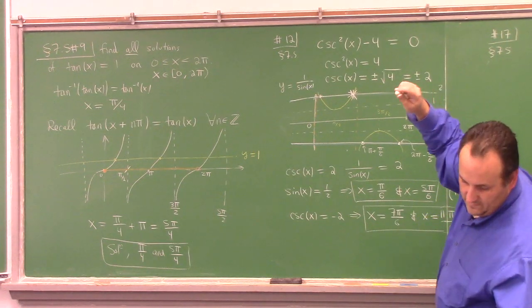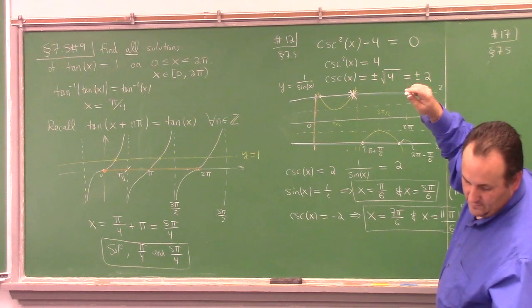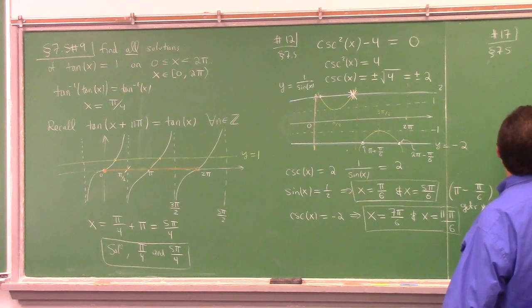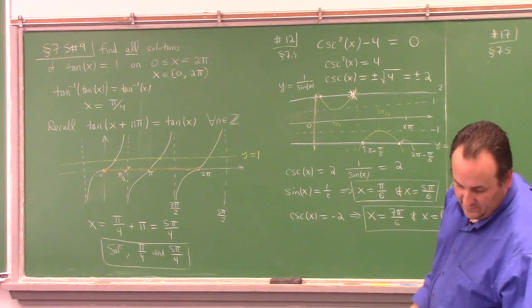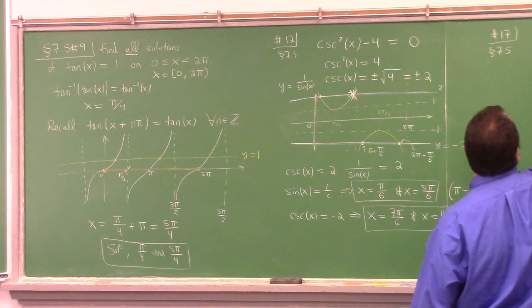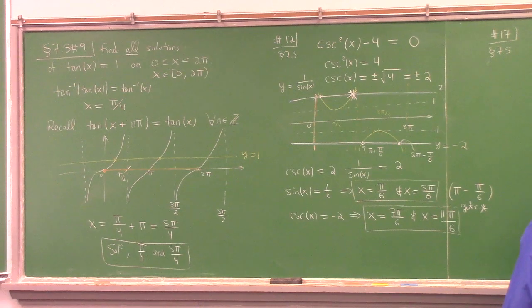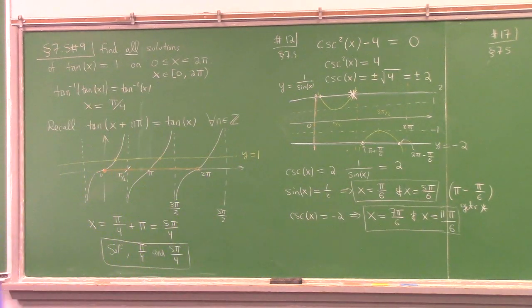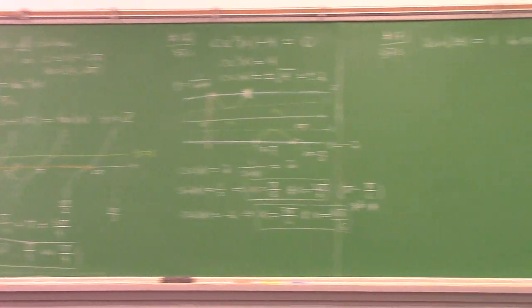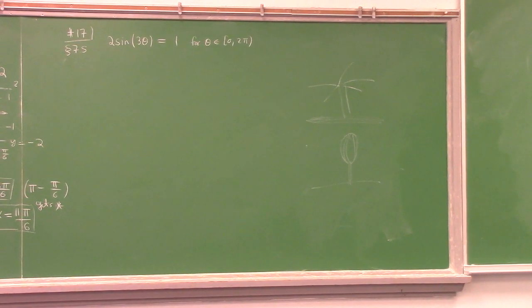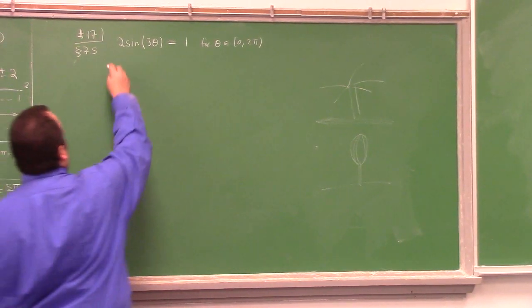Here we're asked to solve 2 sine of 3 theta equal to 1. And what are the strings attached? Well, we're supposed to solve it on 0 to 2 pi. So the way I think about a problem like this, I ask myself the question, okay, if theta goes from 0 to 2 pi, what does 3 theta do? Another way to think of this is, how would you graph y equals sine 3 theta?